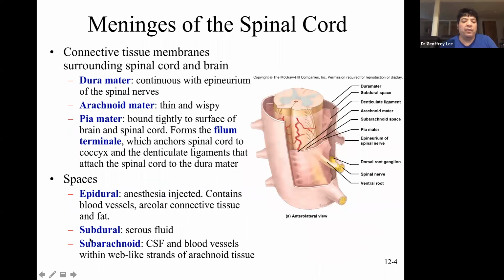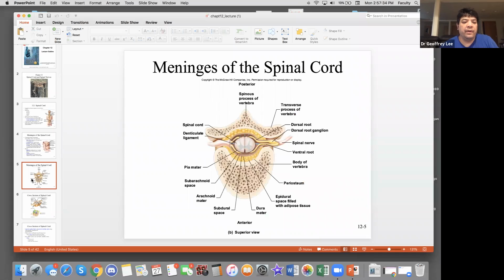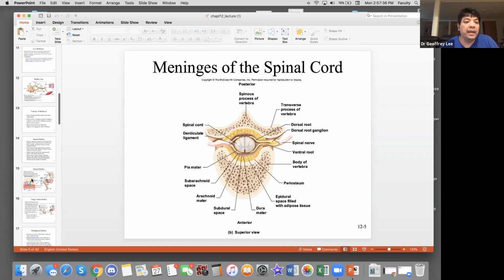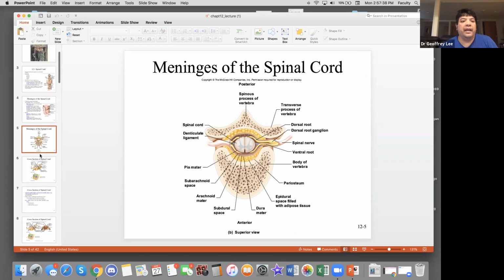Now, in terms of the spinal cord, I'm just going to end the show for 1 second. Just wondering why none of these are highlighted. Okay, all right, I'll highlight these as we go through it so you can see what I want you to know.